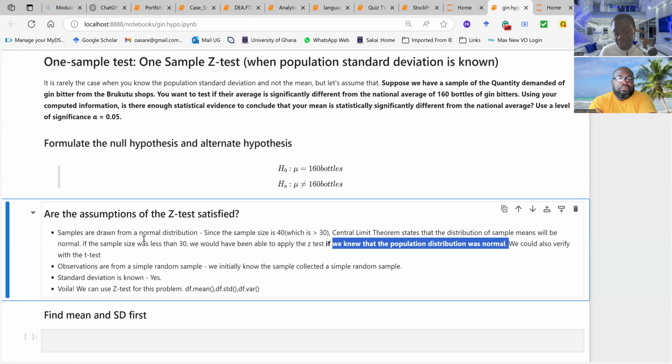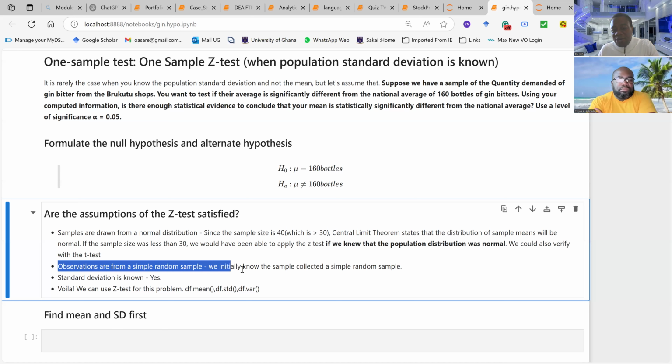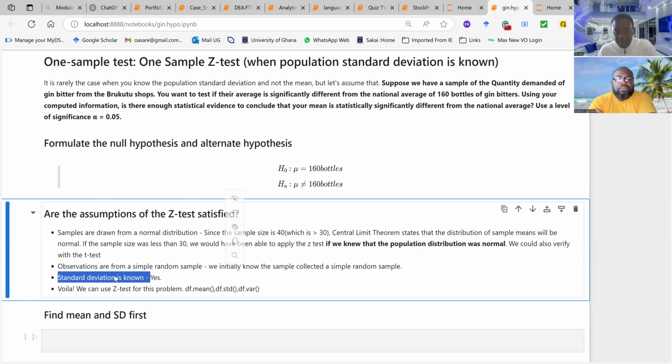Now, for the z, you use it when the sample size is large, that is more than 30. This one is large, more than 30. But the question is, is the distribution normal? We need to check the distribution. The next point is that observations must be from a simple random sample. We initially know that a sample here was collected, so simple random sample has been understood. Is the standard deviation known? Well, in our case, yes.